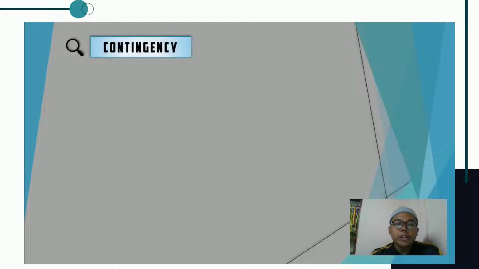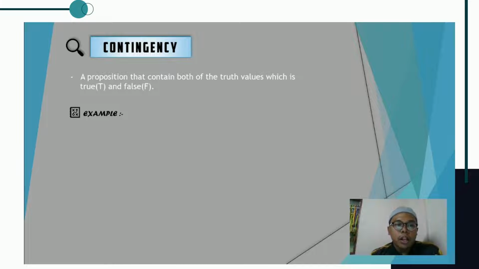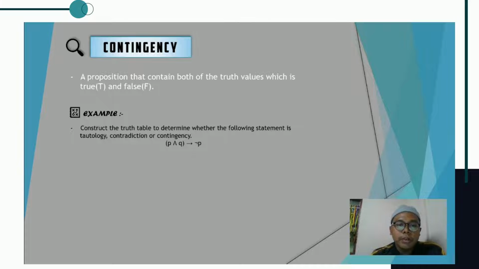Contingency. What is contingency? A contingency is a proposition that contains both of the truth values, which are true and false. So, go to the example. The question is: construct the truth table to determine whether the following statement is a tautology, contradiction, or contingency. P and Q implies not P. So the answer.